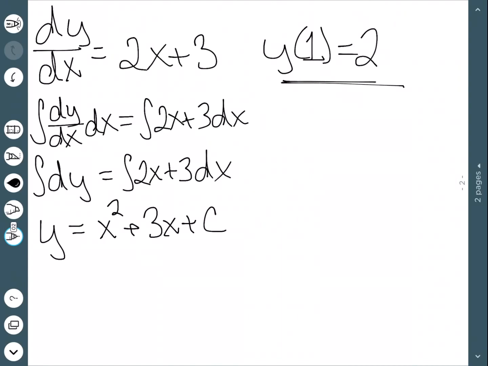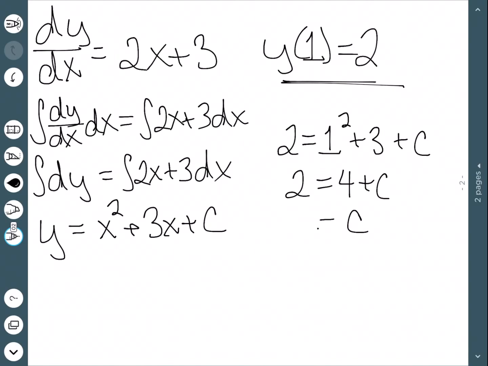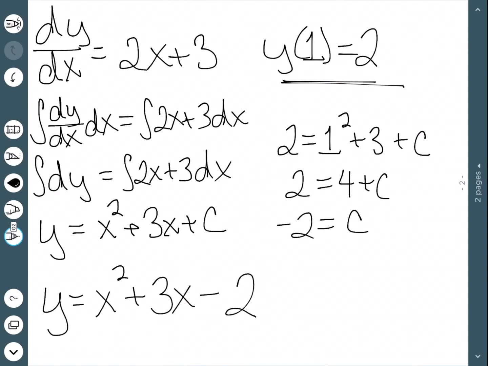I do have an initial condition here. So I know that when x is 1, y is 2. So now I have 2 is 4 plus c, so c has to be equal to negative 2. So my final answer, y equals x squared plus 3x minus 2.